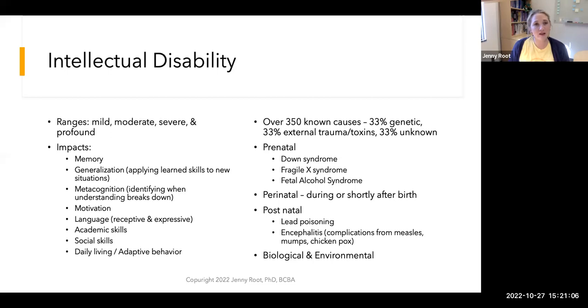Intellectual disability can also be caused during the perinatal period, so during or shortly after birth. For example, being born extremely premature puts you at risk for intellectual disability. Having a stroke or some sort of traumatic birth where there was a lack of oxygen to the brain can cause cerebral palsy, which often, but not always, includes an intellectual disability. And then there's the postnatal, right? So encephalitis, things like having a very, very high fever for a long time. Luckily, from my perspective, our vaccines can help protect individuals from this. And then there can be biological and environmental causes.